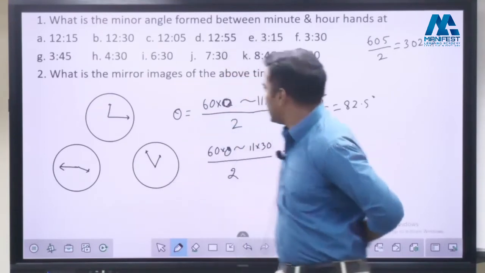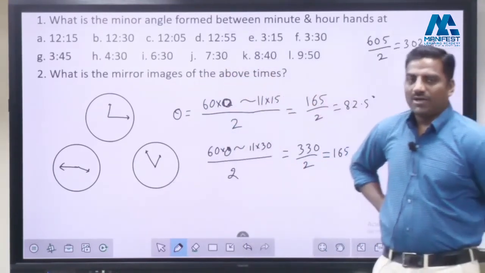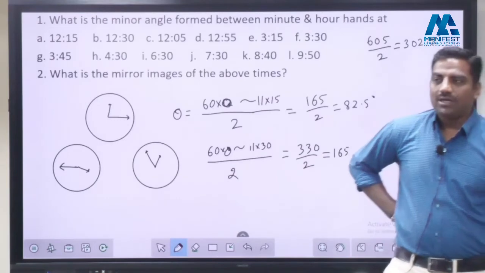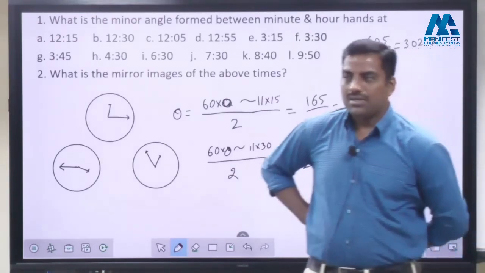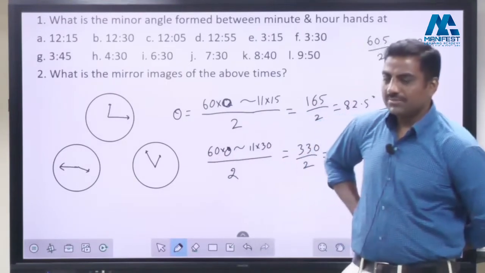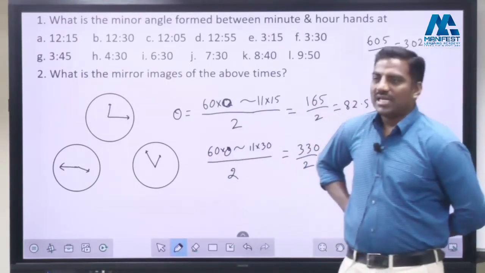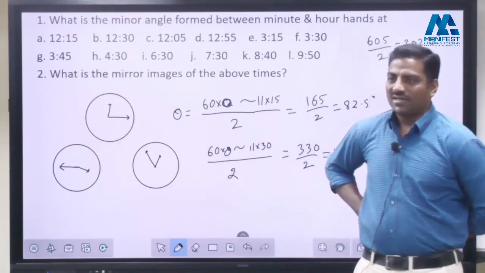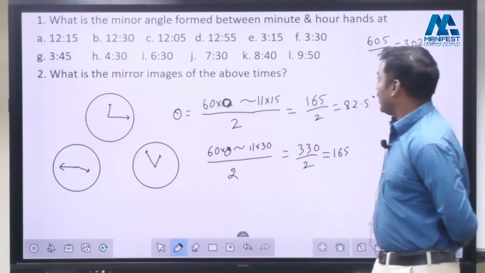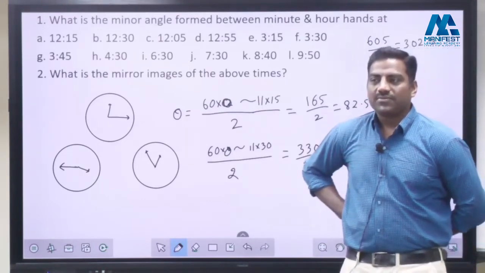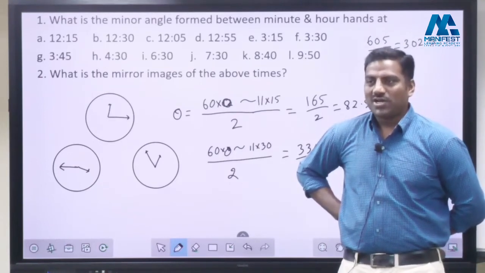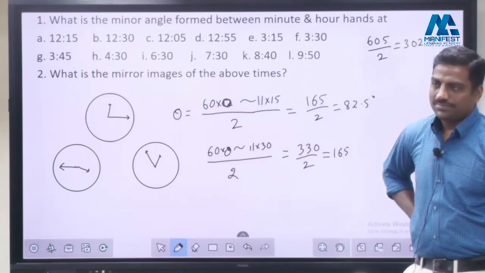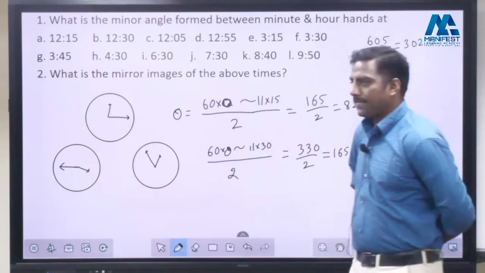Okay? Fine. Next is 7:30. 45 degrees only. Then 8:40. 8:60 is 480. 40 into 11, 440. 40 is the difference. 40 divided by 2 is... see here you have to know the skill of multiplying by 60 and by 11. I can't come and solve for you. Then 9:50. It appears like as if coinciding, but it is not. So how many degrees? 5 degrees. Yes.